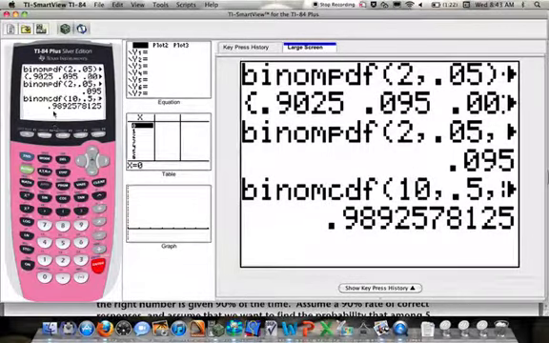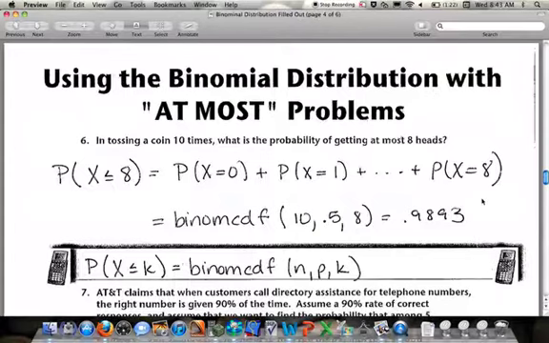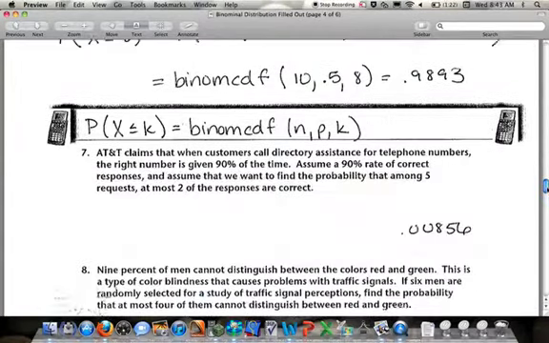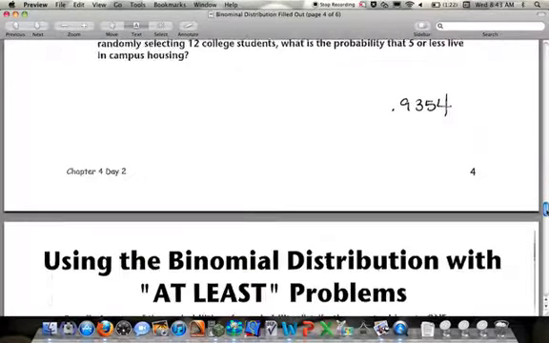Alright, so then this is the answer that we get, which is the answer that I had written right here. Then you can go through these ones, you can check your answers.